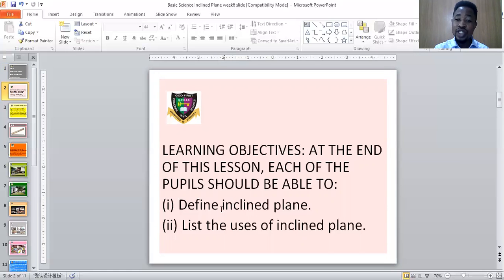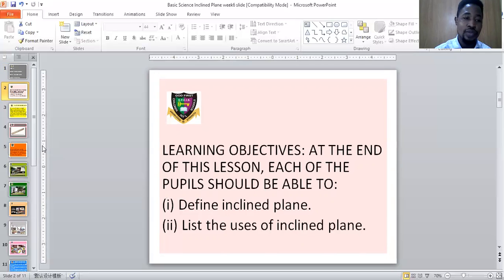So number one, you should be able to define inclined plane, and number two, you should be able to list the uses of inclined plane. Are you getting me? Is that sinking in? Am I too fast? Am I too slow? Okay, let me know. All right, so should I continue? Yes, all right, let's go on.